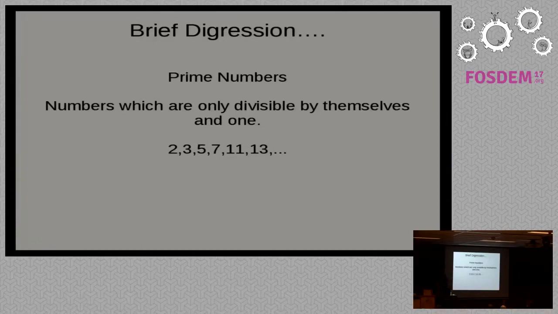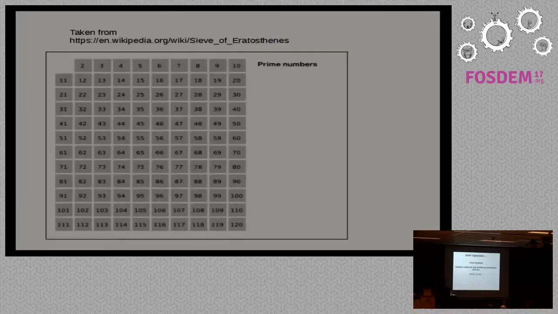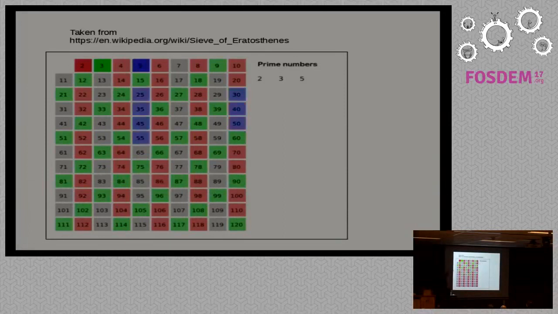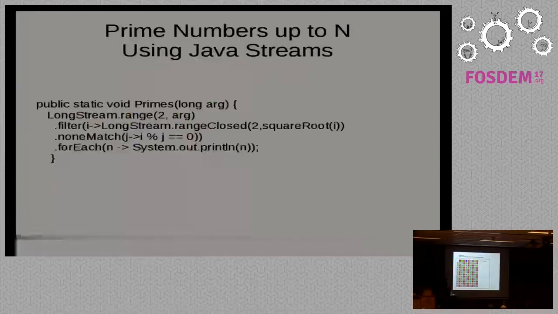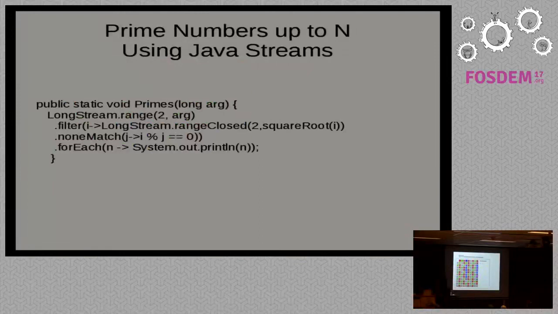All right, so I'm going to motivate the GDB unwinder with prime numbers. I like math, and everybody knows what a prime number is. If you use the sieve of Eratosthenes, you can cross off all the multiples of 2 and cross off all the multiples of 3. 3 is now prime, and now you can see that 5 is now prime, and you cross off all the multiples of 5. So I wrote a Java streams program to do this.